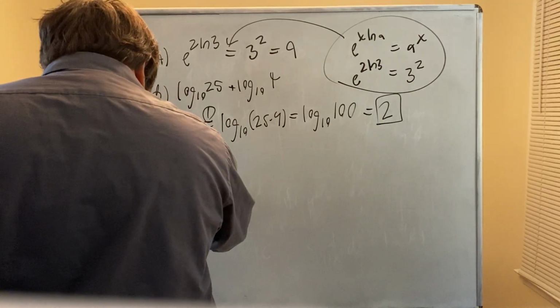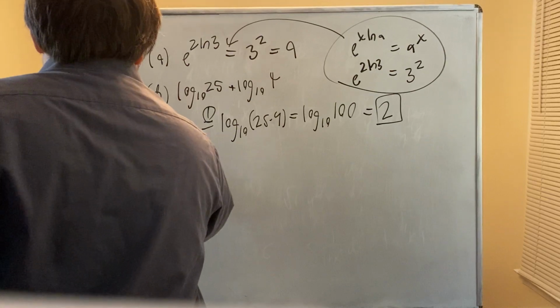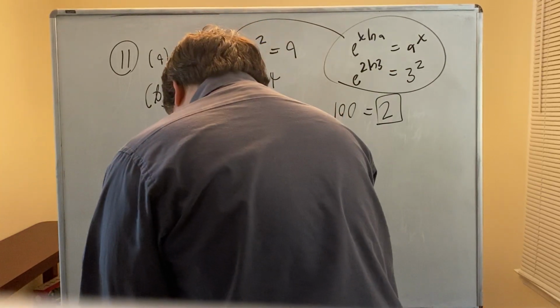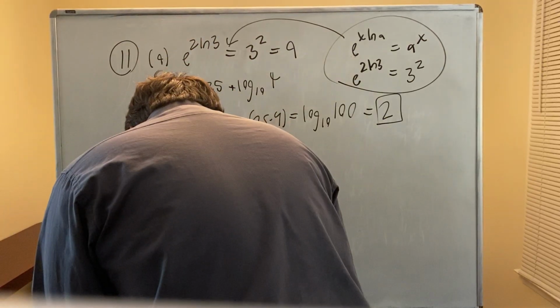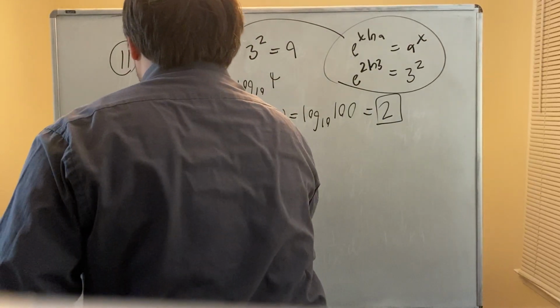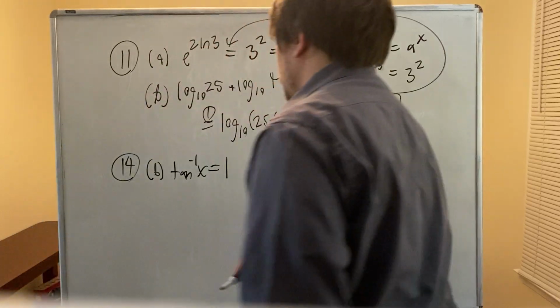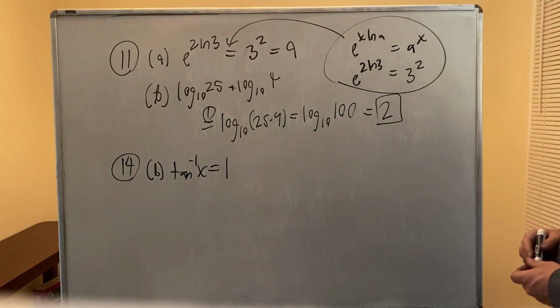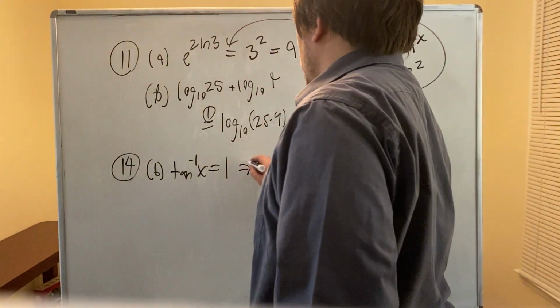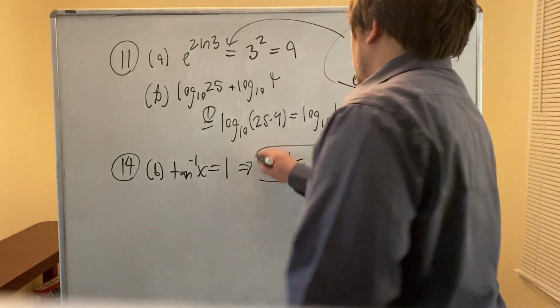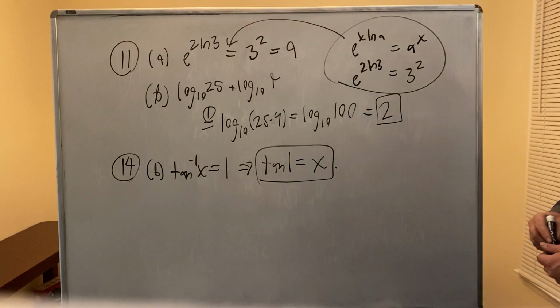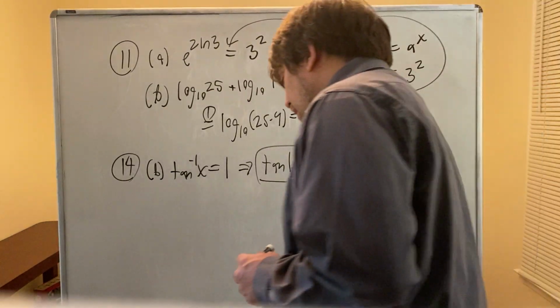Let's do number 14. Okay, so for number 14, solve the equation for x, and let's do part B. So tan inverse x equals 1. Well, tan inverse x equals 1 implies that tan of 1 equals x. That's it. Okay, so that's 14b.